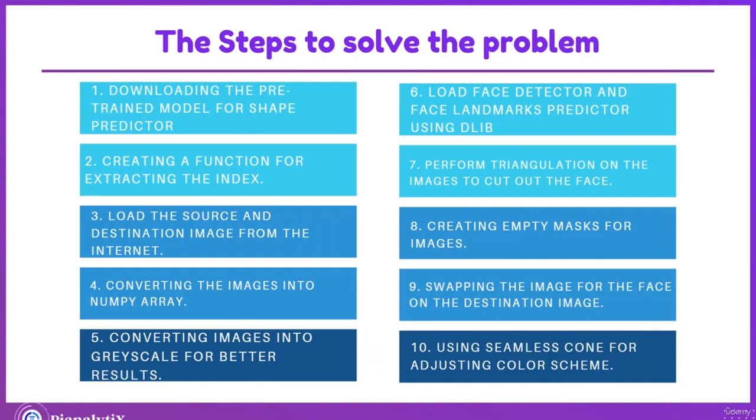Then these NumPy arrays will be converted into grayscale images for better results as they lower down the complexity of images. Next we will load the face detector and the face landmarks predictor using the dlib library. After that we will perform some triangulations on the images to cut out the face, and then we will create some empty mask for the images. Next we will swap the image for the face on the destination image, and in the end we will be using seamless clone to adjust the color scheme of the destination image with the initial image, the source image.